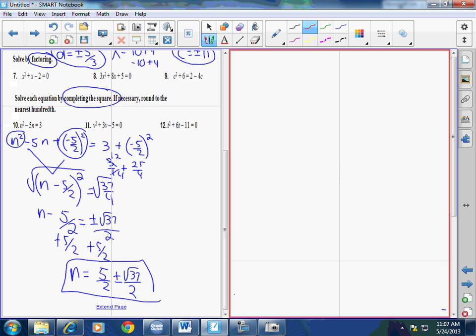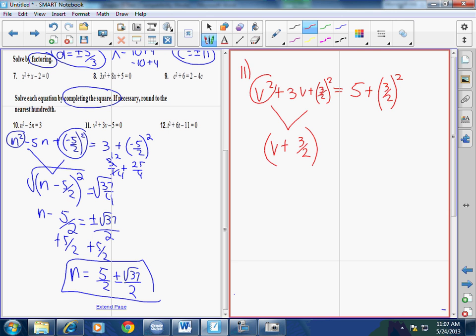Okay. Now number 11. I've got v squared plus 3v minus 5, but I'm going to go ahead and add 5 to both sides because the goal is to get the x squared and the x values alone. So I'm going to add b over 2 squared to both sides. This factors out to be v plus 3 over 2. Again, square root of the first combined with square root of the second. Whatever sign is inside of here follows to this binomial. That's going to equal 5 plus 9 fourths.